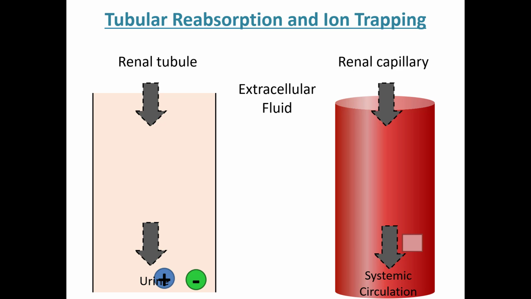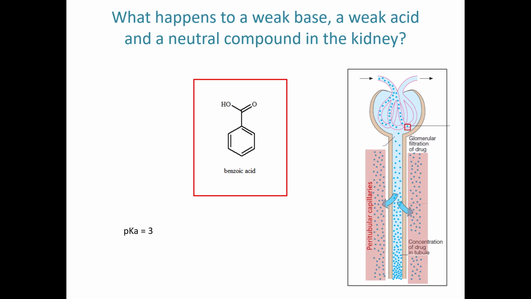Keep in mind that weak acids and weak bases may be charged or uncharged depending on the pH. Therefore, changes in pH of the renal tubule may influence the ionization state and the reabsorption of a compound. Now let us look at some examples of what happens to weak acids and bases and neutral compounds in the kidney. We will start with the weak acid benzoic acid, which has a pKa of 3. Do you think benzoic acid is easy or difficult to excrete if pH is 4? What about if the pH is 8?